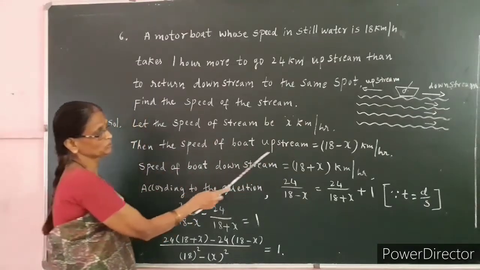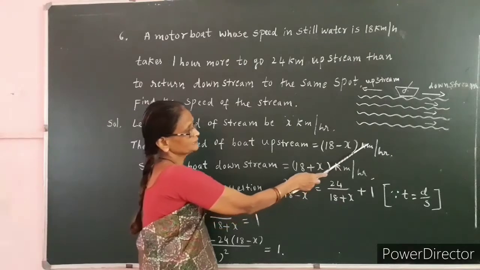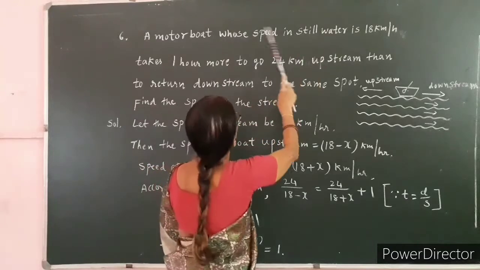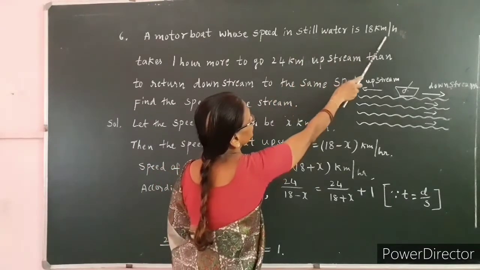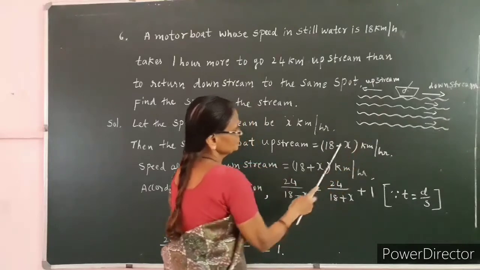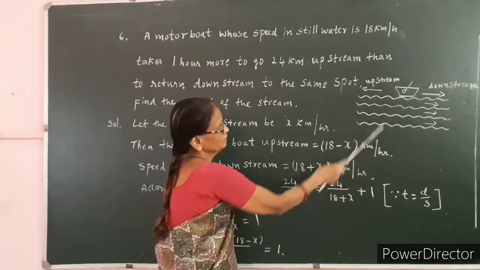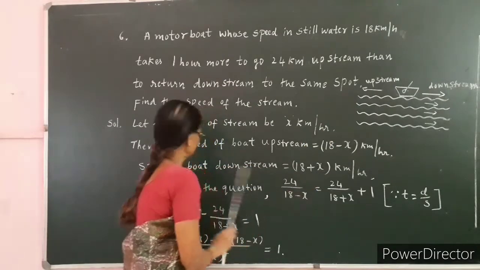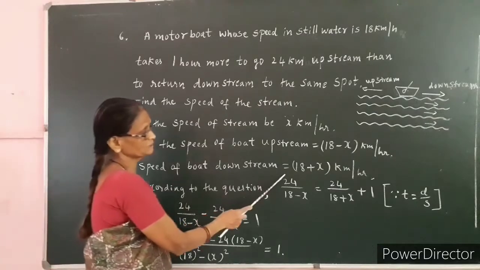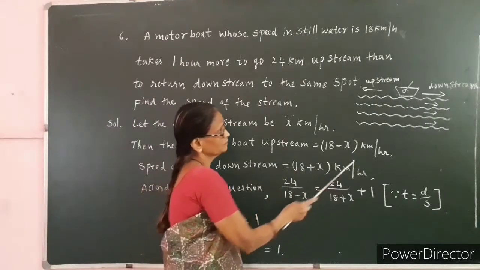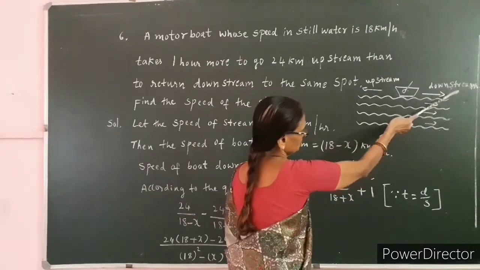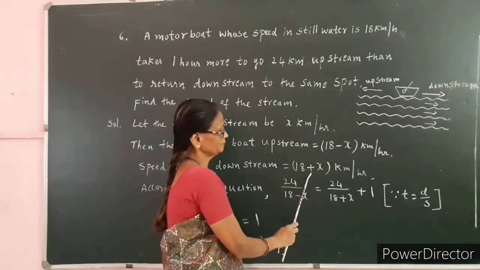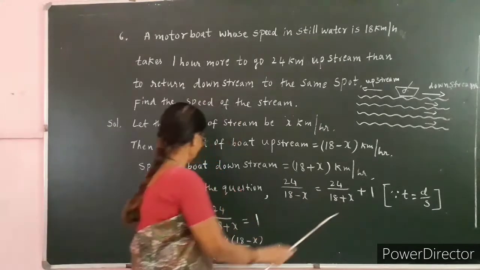Then the speed of the boat upstream is 18 minus x km per hour. I told you the speed in still water is given as 18 km per hour. So upstream is 18 minus x km per hour; it reduces the speed, so we take minus x. Next, the speed of the boat downstream is 18 plus x km per hour. When we go downstream, the speed is enhanced, so we add that speed, that is 18 plus x km per hour.